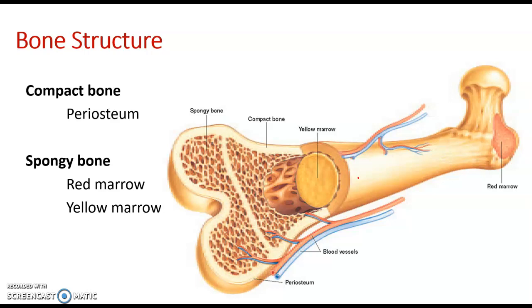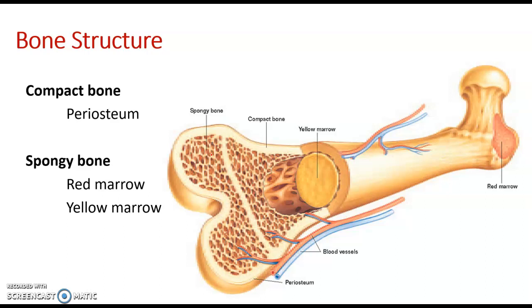Spongy bone on the inside is kind of a lattice structure of bone with lots of open spaces in between. And that kind of braces the bone from the inside. You can see they don't all run in the same direction. It's more of a random network. Having those many open spaces reduces the weight of the bone. Bird bones, for example, are made of mostly spongy bone, which makes them very light and makes flying possible.